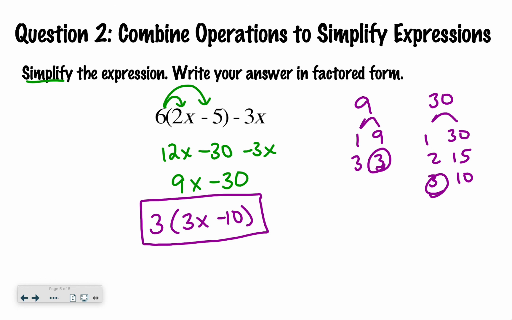All right, for this problem, hopefully you figured out that the greatest common factor between 9 and 30 was a 3. So you pulled a 3 out, and you said 9x divided by 3 is 3x. And then negative 30 divided by 3 is negative 10. So you have 3 parentheses, 3x minus 10 parentheses.